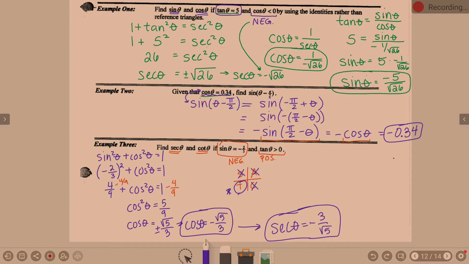Now, officially, we could have used the idea that secant theta is 1 over cosine theta. We could have used that officially. And so we could have said secant theta is 1 over negative square root of 5 over 3. But then you would have ended up right here at the same spot. Now, okay, I'm running out of time, I know, but there's secant. What else did I need to find? Cotangent. What are options to find cotangent?